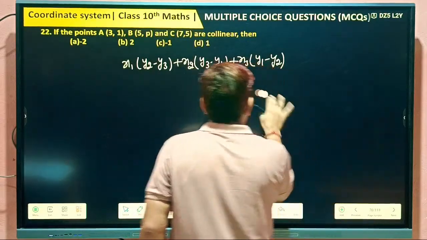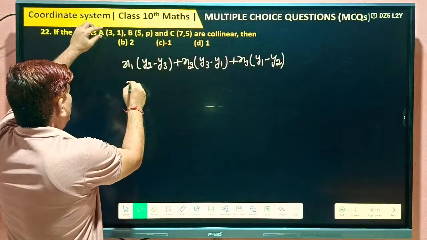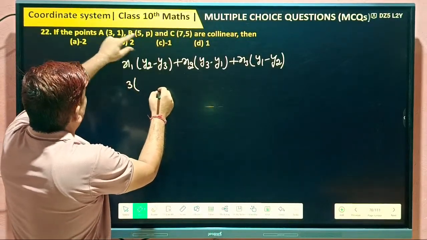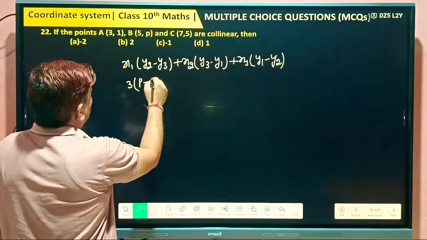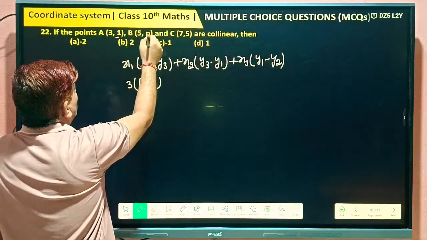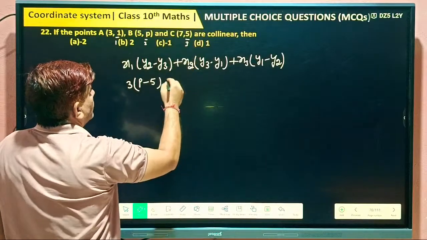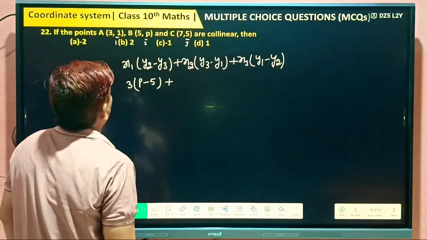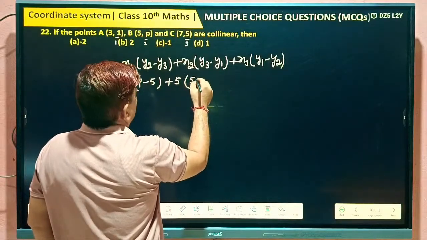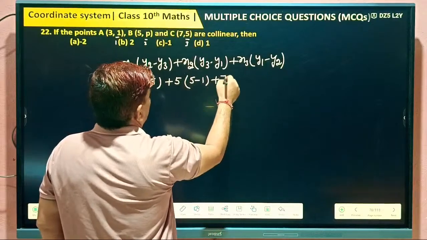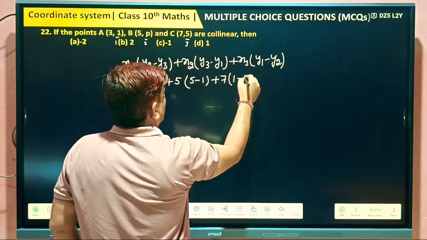So next is this. Write x1 which is 3, y2 is what here? p, minus y3 which is 5. This is y1, y2, y3. Plus x2 which is 5, y3 which is 5 minus 1, plus x3 which is 7, y1 which is 1 minus 5.